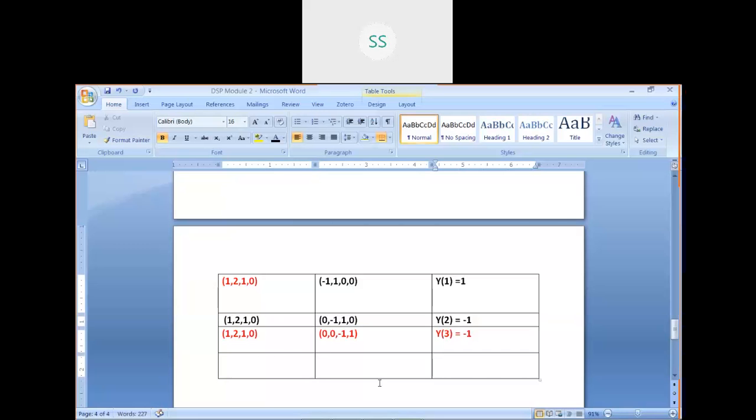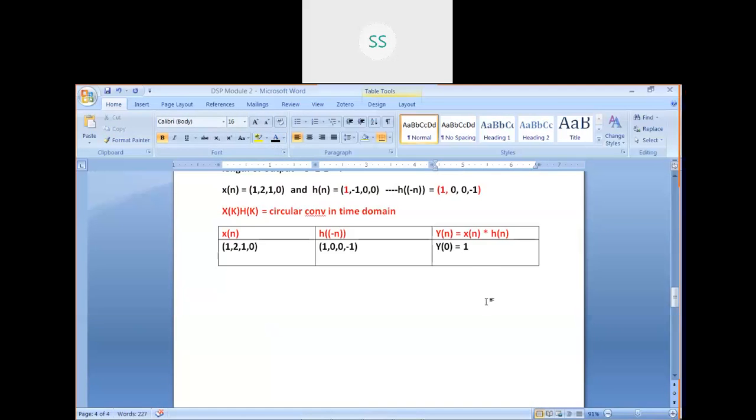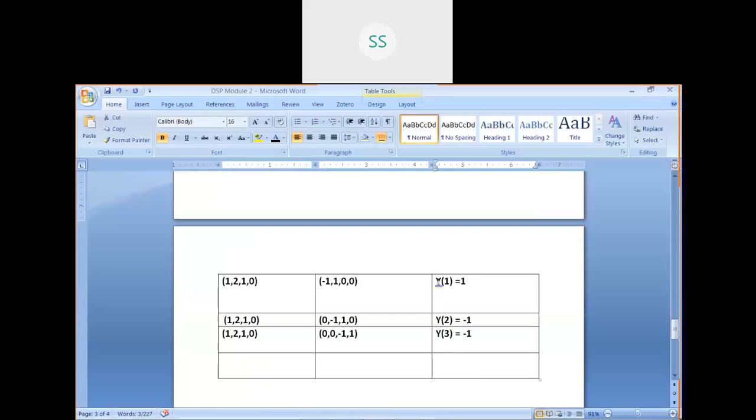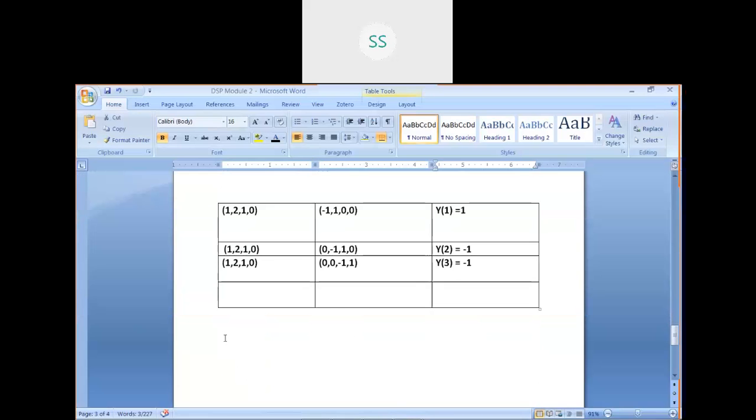So the solution will again be -1 only. Okay, so you just go on checking this. So y of 0 is how much? 1. Next, y of 1 is 1. y of 2 is -1. y of 3 is -1. Okay, so therefore you can write the output.